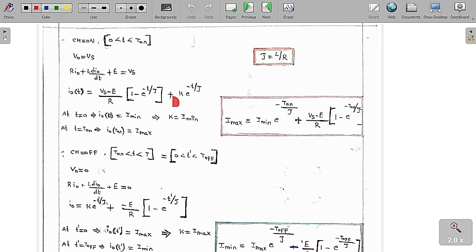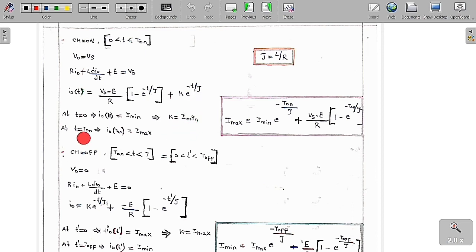So if you solve this one, we are going to get I naught of T is equal to some complementary solution, which is K into e to the power of minus T by tau, and the particular solution is Vs minus E by R into 1 minus e to the power of minus T by tau. So this is the particular solution and this is the complementary solution. So this is the expression we are going to get for I naught of T. But at T is equal to 0, I naught of 0 is equal to I minimum. So if you substitute T is equal to 0, and I naught of 0 is equal to I minimum, then we are going to get K is equal to I minimum.